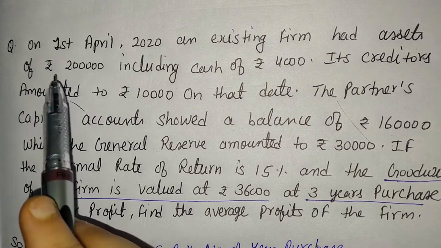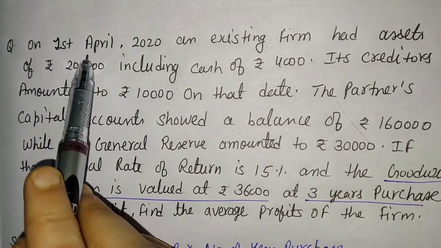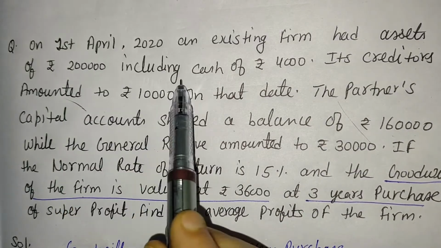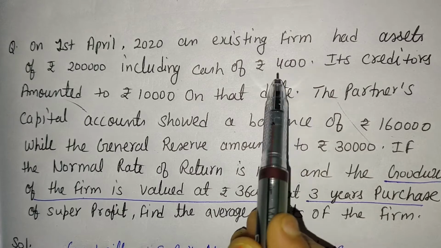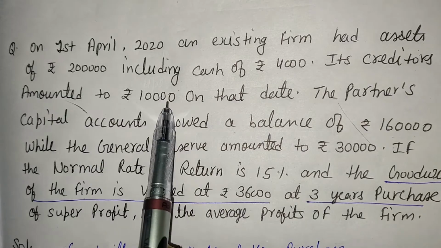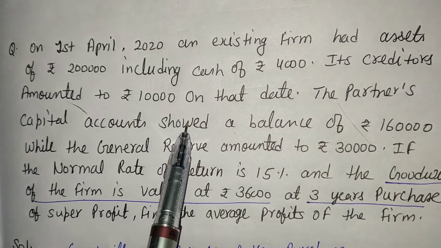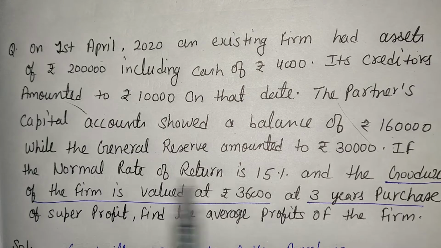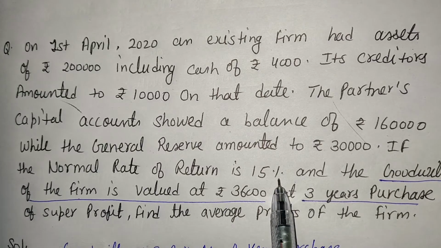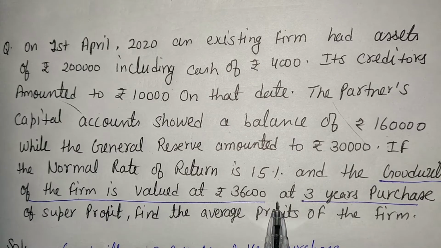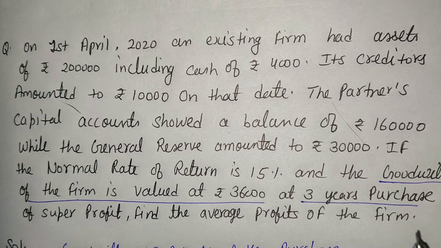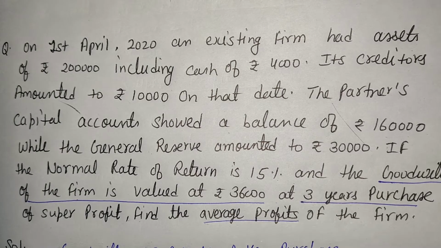Now let's take another question. On 1st April 2020, an existing firm had assets of rupees 2 lakh including cash of rupees 4,000. Cash is already included in this value. Its creditors amount to rupees 10,000. On that date, the partners' capital account showed a balance of rupees 1,60,000, while the general reserve is rupees 30,000. Normal rate of return is 15%. Goodwill of the firm is given, that is 36,000 at 3 years' purchase of super profit method. Find the average profit of the firm.